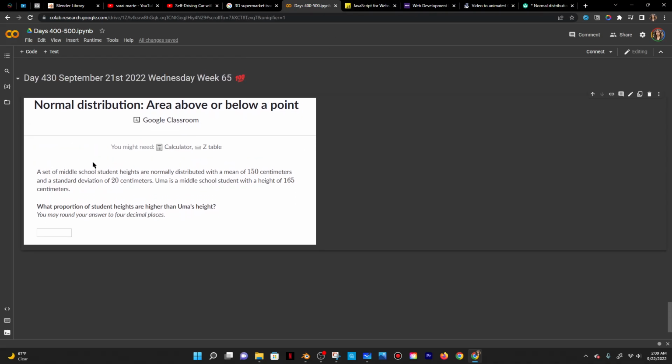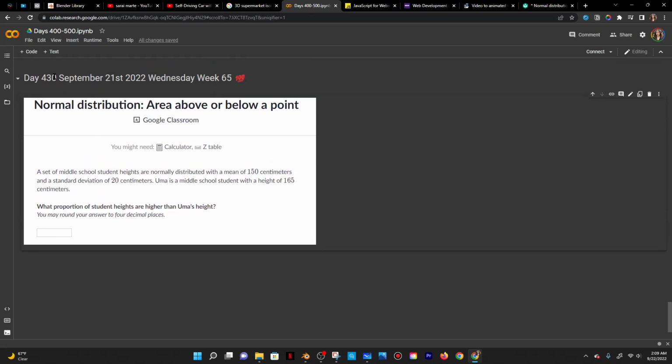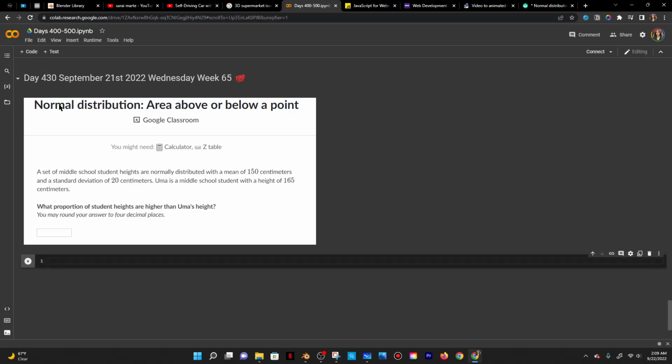So the idea is that we have a set of middle school students whose heights are normally distributed with a mean of 150, standard deviation of 20. Uma is a middle school student with a height of 165 centimeters. So we're looking for the proportion of student heights that are higher than Uma's height, basically what percent of students' heights are higher than Uma's.